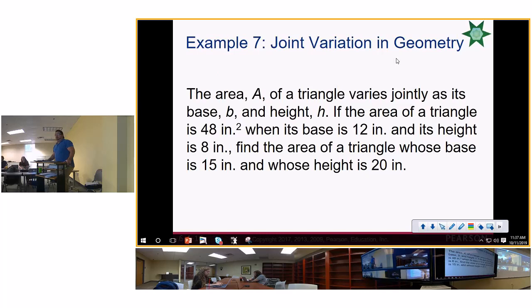The area of a triangle varies jointly as the base and the height. So there's your variables you're going to change. If the area of the triangle is 48 inches squared, that means the area, A, when its base is 12 and its height is 8, find the area whose base is 15 and height is 20. So this is a 4-part question. I'll do the first 2 parts for you.